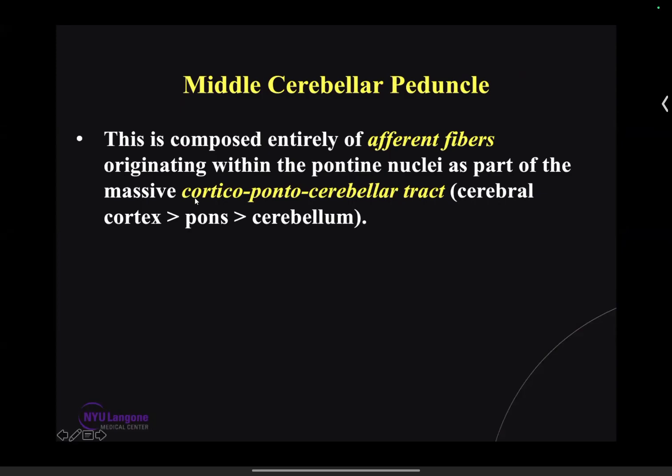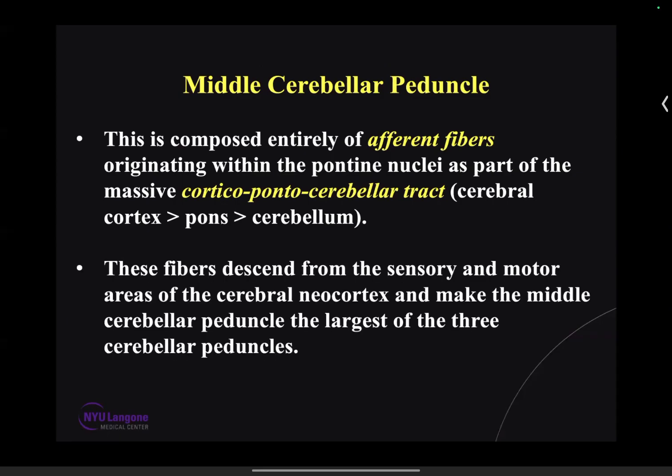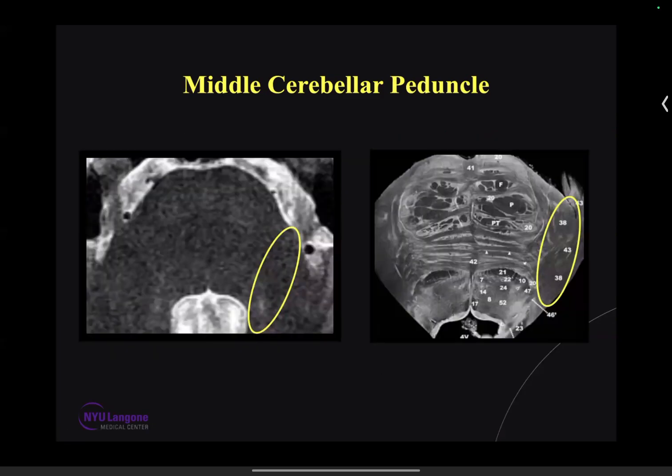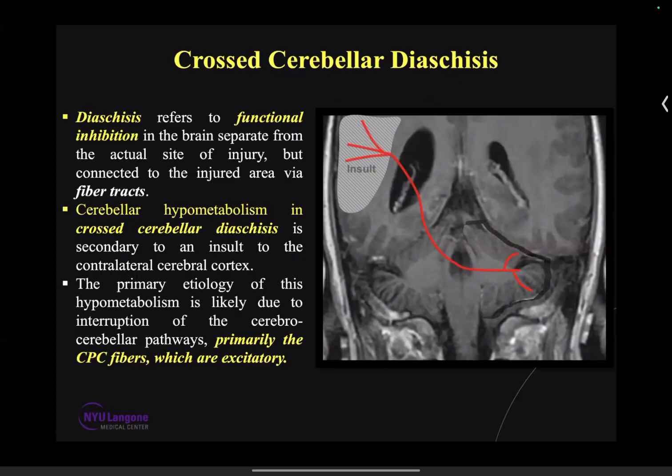So the middle cerebellar peduncle is composed entirely of afferent pathways, the cortico-pontocerebellar tract, or the fibers which start from the cerebral cortex to the pons. And these fibers bring in sensory motor areas of the cerebral neocortex and make the middle cerebellar peduncle the largest of the three cerebellar peduncles, right? So again, just to show you on a 3 Tesla clinical MRI and a 9.4 Tesla cadaveric brainstem images from Dr. Nidek's work, you can see the middle cerebellar peduncle. That's where the biggest of the tracts going from the cerebrum into the cerebellum are, right? And this is why crossed cerebellar diaschisis occurs.